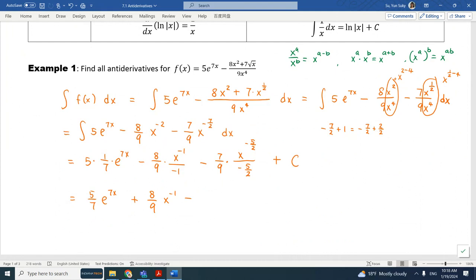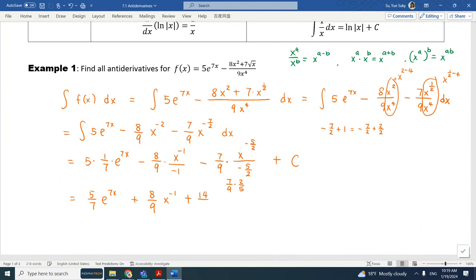Okay, and then next one. Do you see minus and minus cancel, become positive? And do you know when you divide by a number, it's the same as multiply by its reciprocal? What's the reciprocal of that? 2/5. So it's like this guy times 2/5, right? The minus cancel. So 2 times 7 is 14.